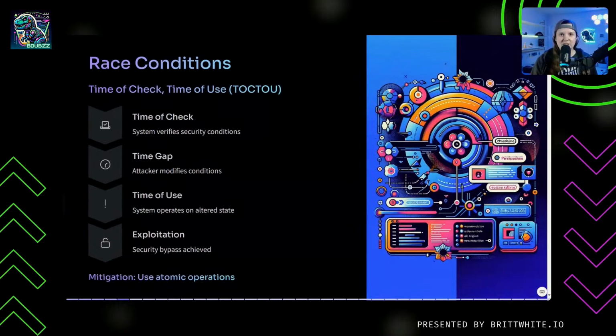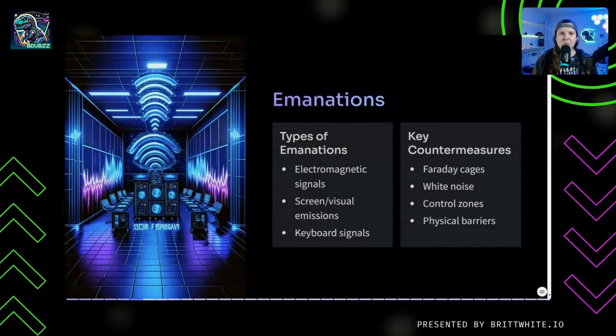Now, on to emanations. This is about the invisible leaks from your devices, like electromagnetic signals or even screen light. Ever hear of shoulder surfing? That's an emanation. Someone peeks at your screen, but it gets wilder. Attackers can use gear to grab signals from your keyboard and guess your passwords. It's like spy movie stuff, but it's real.